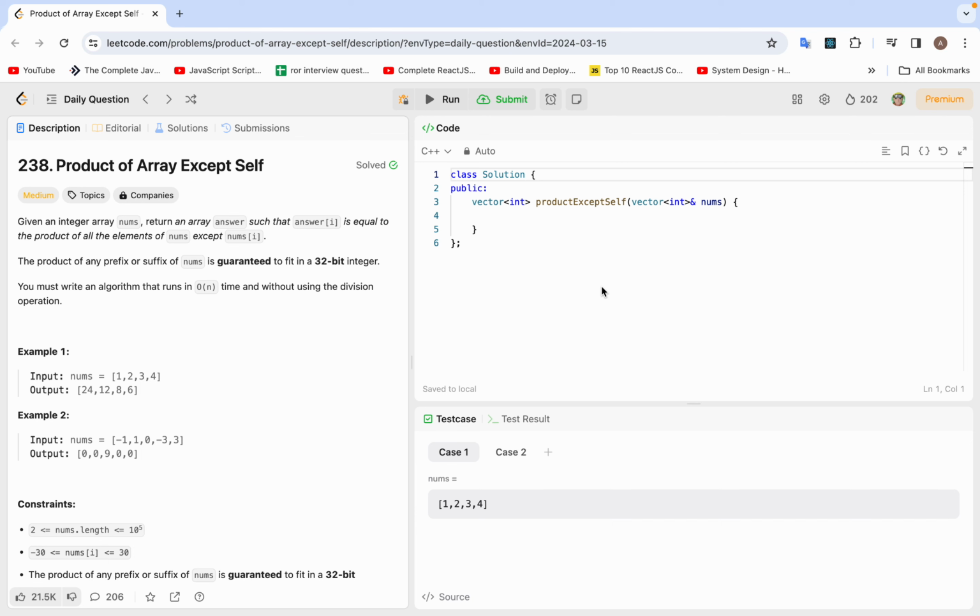Hello everyone. Today we will solve this LeetCode problem. This is Product of Array Except Self. This is a medium problem.